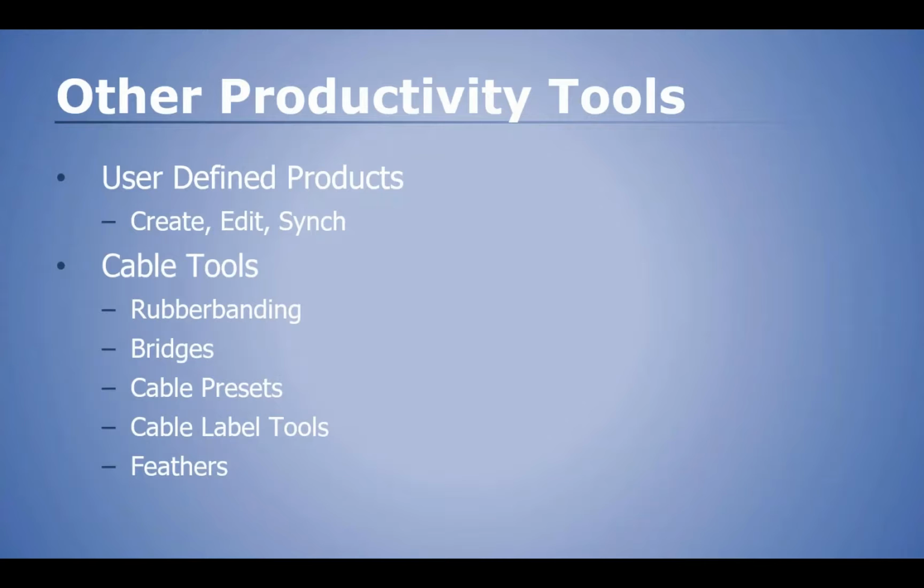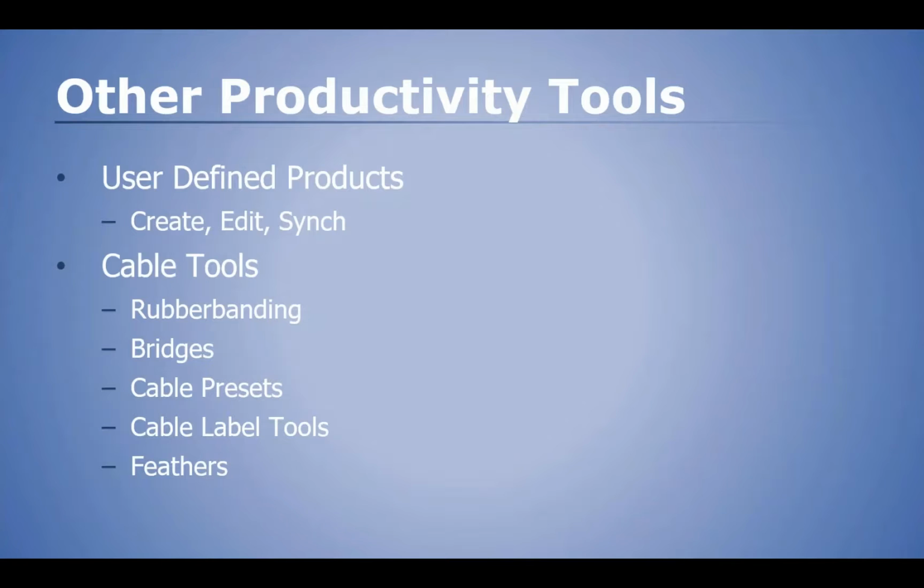We have some very cool cable tools. These include features like rubber banding, so that if you move symbols around, then cables follow them, and you don't spend a lot of time constantly redrawing cables. We have auto cable bridging, where cables hop over each other. We have cable presets that allow you to define the look and the style and the feel and the data that underlies your cable objects. We have some neat cable labeling tools, including the ability to quickly and easily set sequential cable numbering.